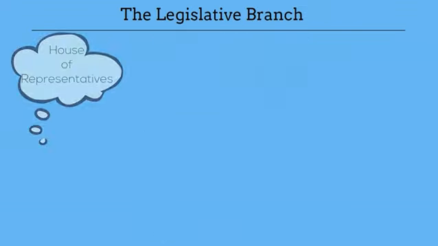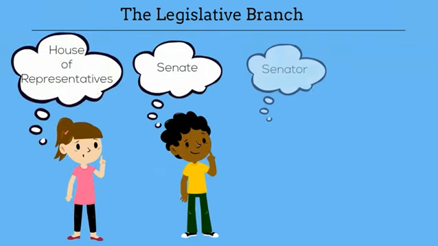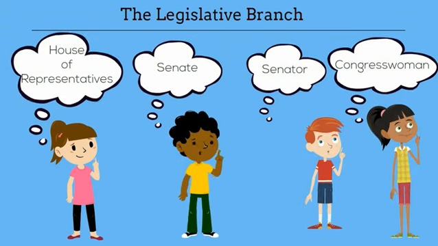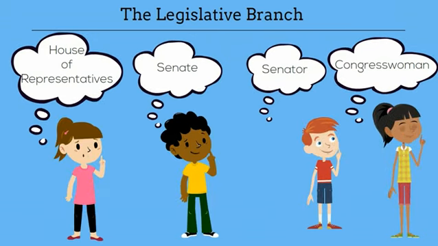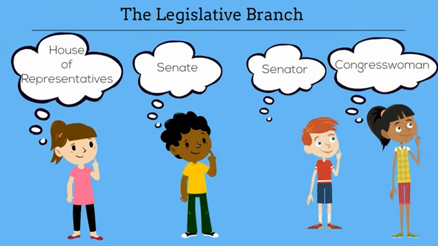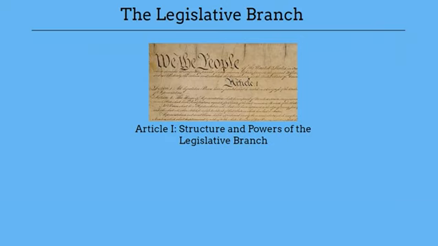House of Representatives, Senate, Senator, Congresswoman. You've probably heard all of these terms before, or at least some of them. They are all part of the legislative branch. To understand the legislative branch, let's begin with the Constitution. Article 1 of the U.S. Constitution describes the structure and powers of the legislative branch.